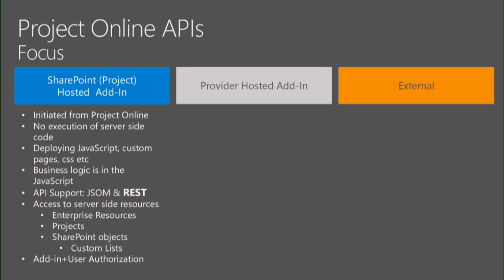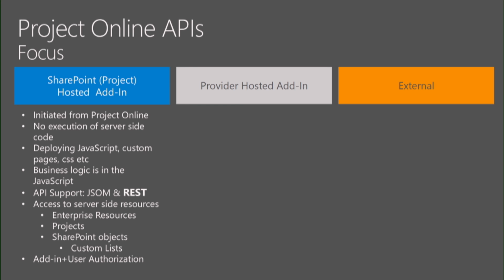There are 3 types of add-ins you could write, and they have 3 different focuses depending on what you're trying to do. The first one, if you search online, is called a SharePoint hosted add-in. Basically, the way the flow works is that you start by logging in to SharePoint or Project, and then you click on a link, which will take you to an add-in that SharePoint is hosting for you. So the entire flow starts from within Office 365.